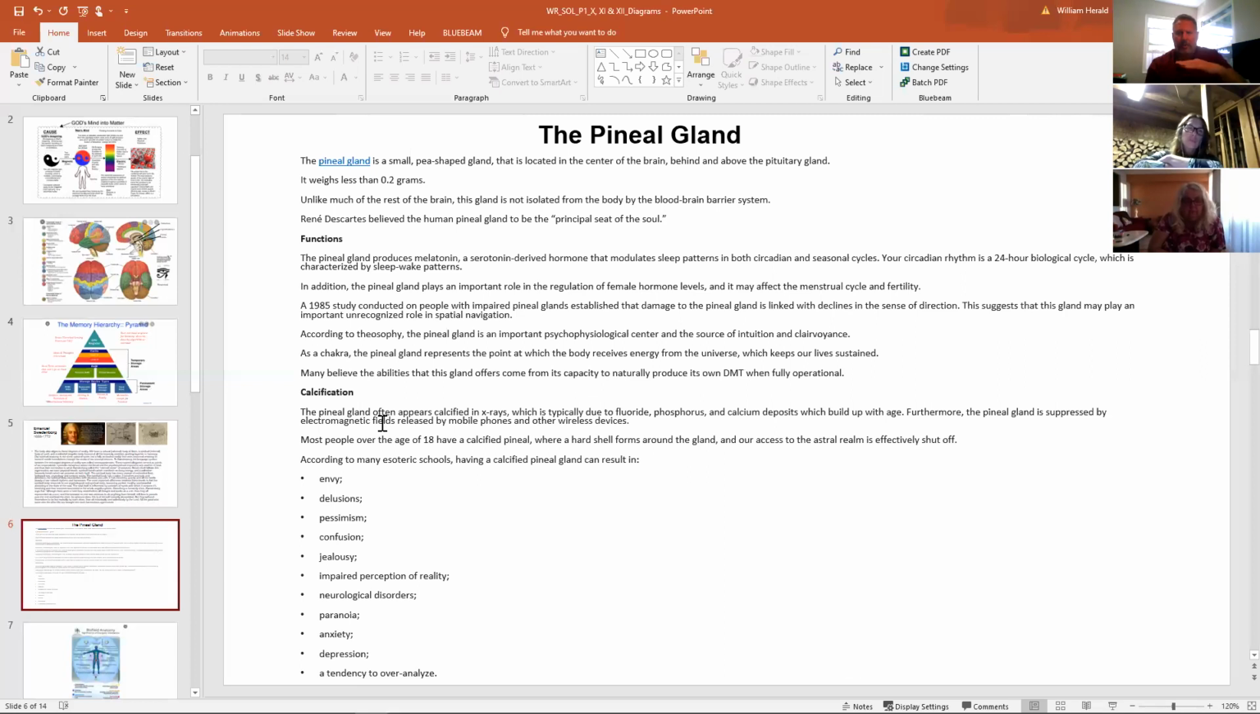I'm not saying everyone should take DMSO. I'm just saying that's an experience I had. But there are different ways in which you can decalcify your pineal gland. So most people over the age of 18, and this is pretty big, have a calcified pineal, where a hard shell forms around the gland and our access to the astral realm is effectively shut off.